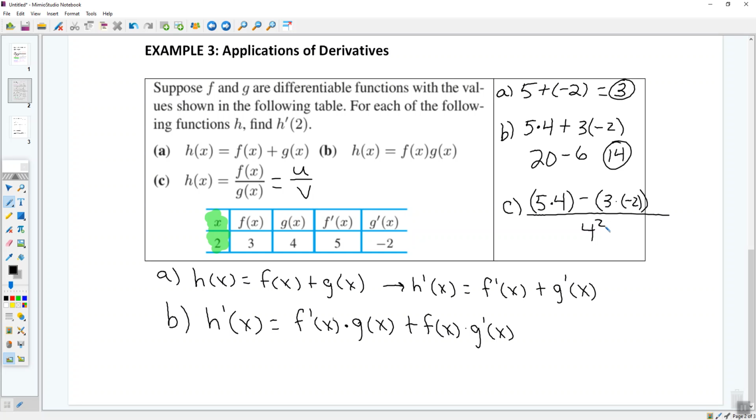Guys, help me. What do we get up top here? 26, is that right? Because this would be 20 minus negative 6, right? So this would be 26 over what? Would you do 16? 4 squared would be 16, yep. 26 over 16, now if I want to reduce that, 13 over 8, is that okay? Or I could call it 1 and 5/8, however you want that to look.